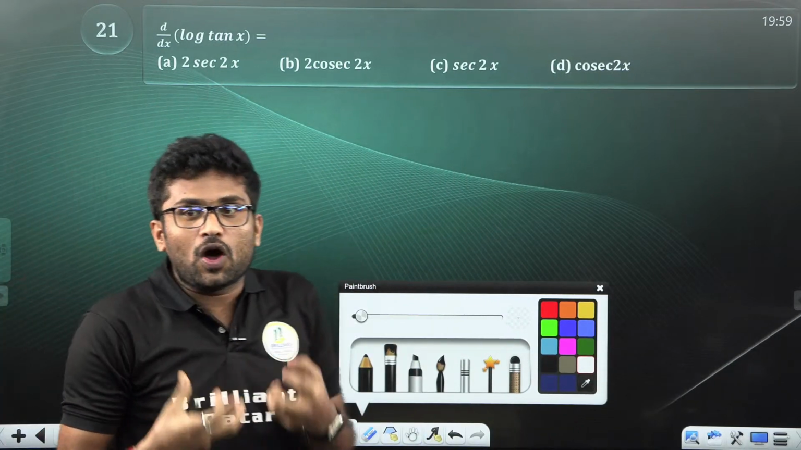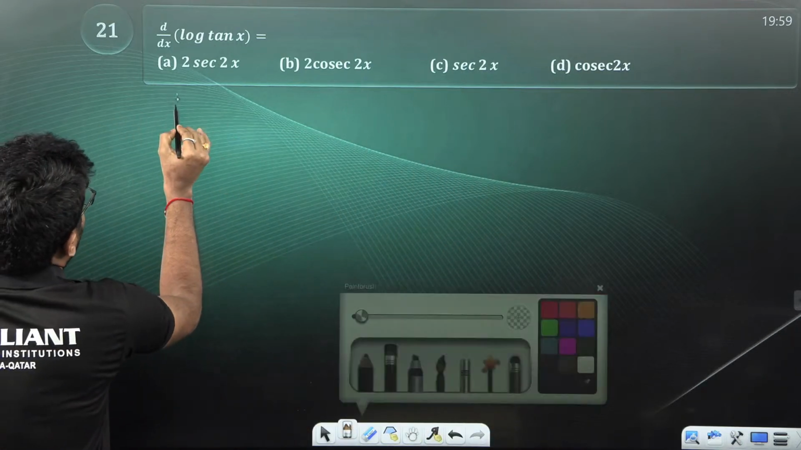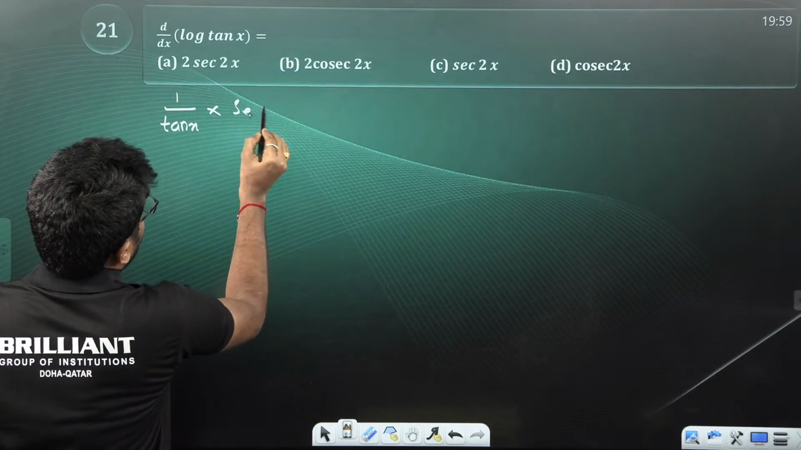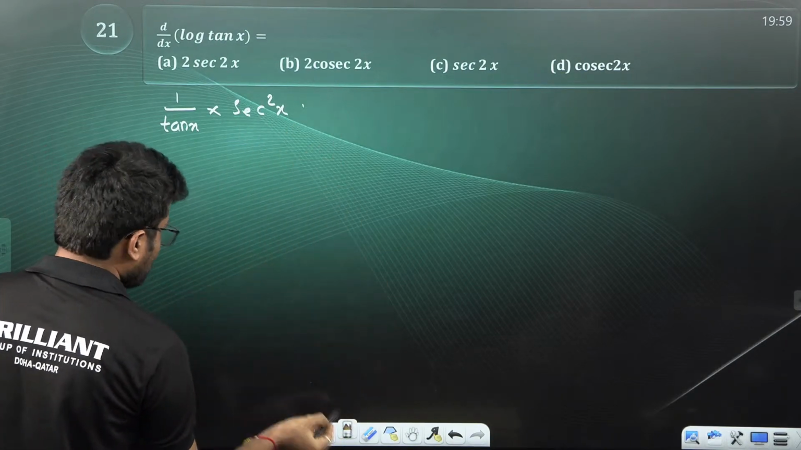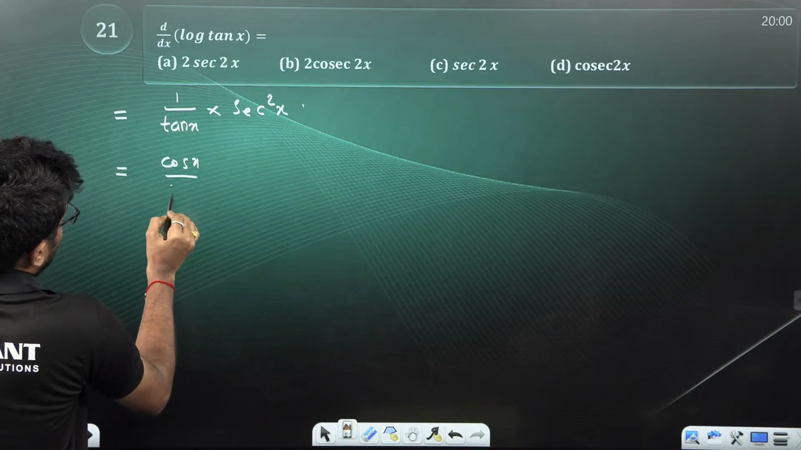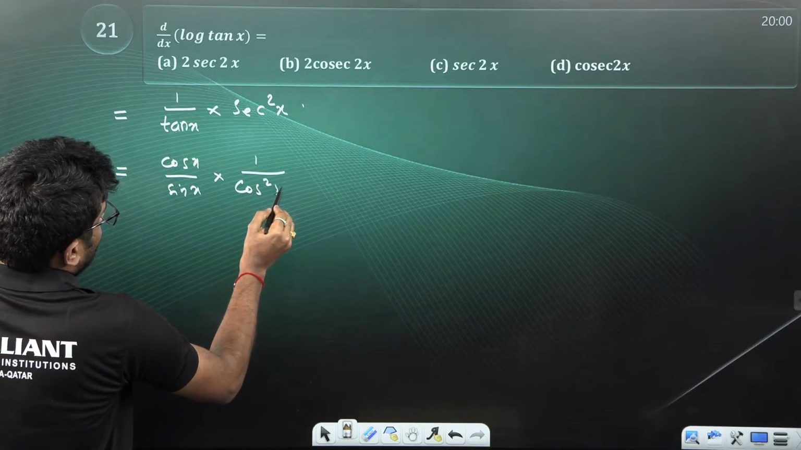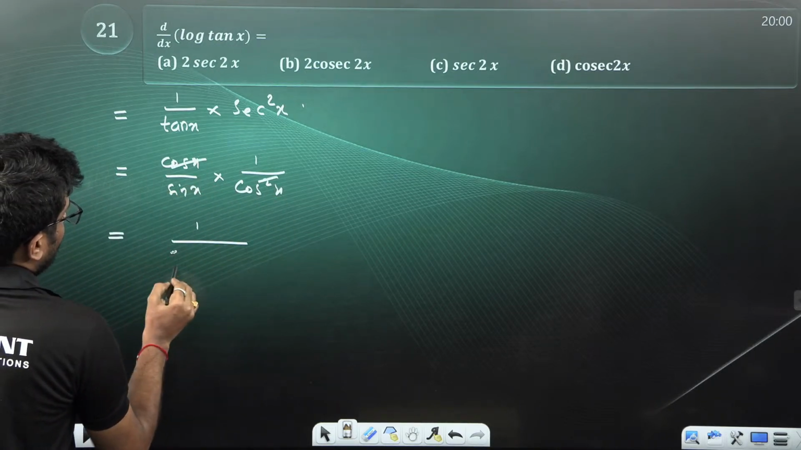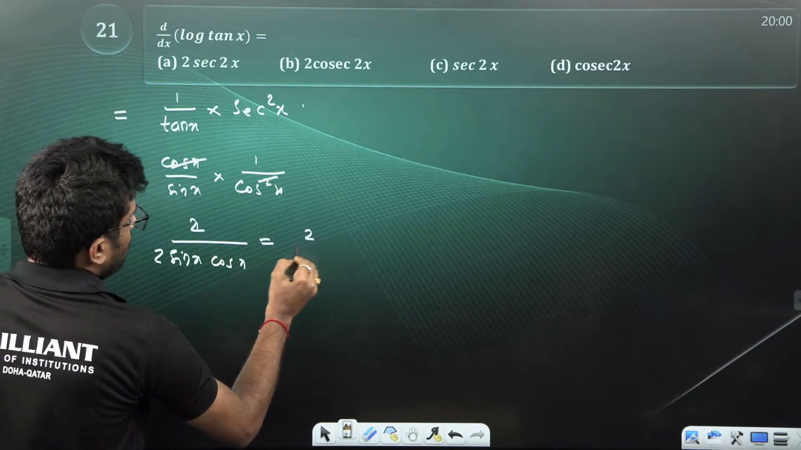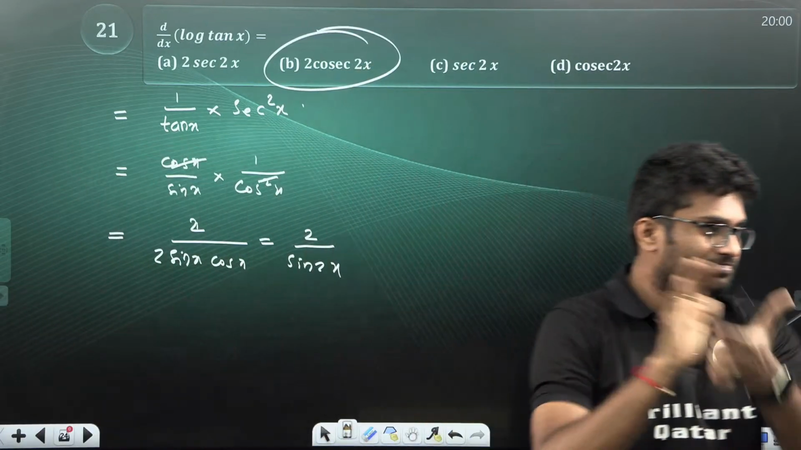So d by dx of log tan x can be written as, for log it is 1 by tan x into, for tan x it is secant square x. So 1 by tan x is nothing but cos x by sin x into 1 by cos square x. Cos x gets cancelled, then you get 1 by sin x cos x, multiply and divide with 2, then you get 2 by 2 sin x cos x, which is 2 by sin 2x, which equals 2 cosecant 2x.